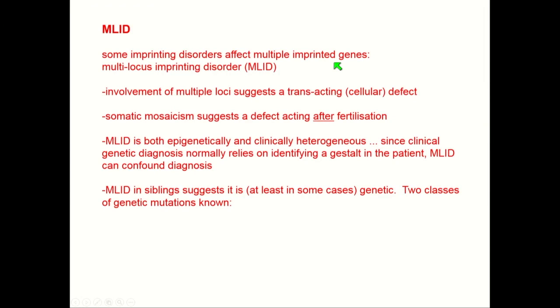Now, the next thing I want to move on to is MLID, multi-locus imprinting disorder. Some imprinting disorders affect not one locus, but multiple genes. The involvement of multiple loci suggests that something is going wrong with the entire process of epigenetic resetting postzygotically.